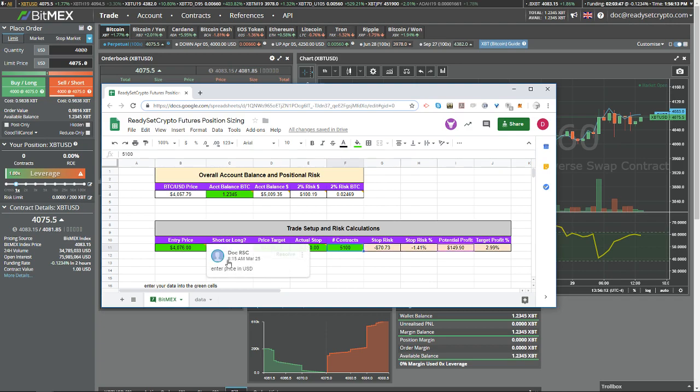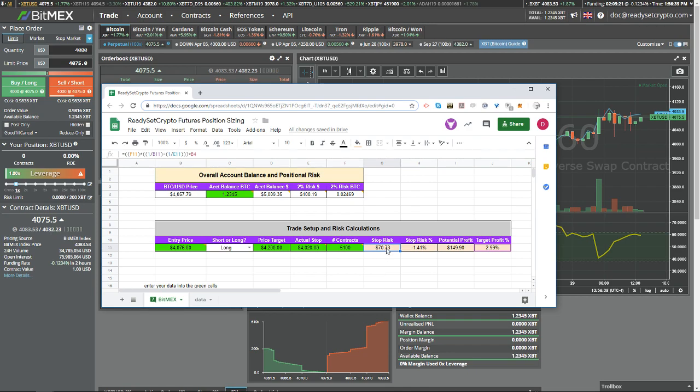Remember, the green squares are the ones that you can type in. The other stuff you don't have to type in. I would recommend that you don't type in there because you'll hack up the formula. So the stop risk, you can see that these formulas have a little bit to them, and this is coming straight from the formula that's in the BitMEX help files. So the reference files that are up here, the formula is right out of there.